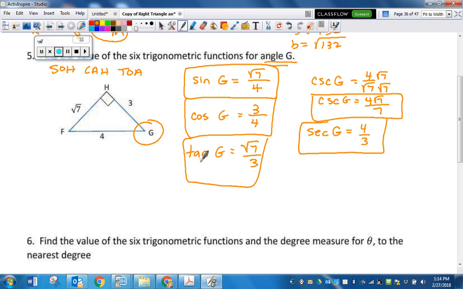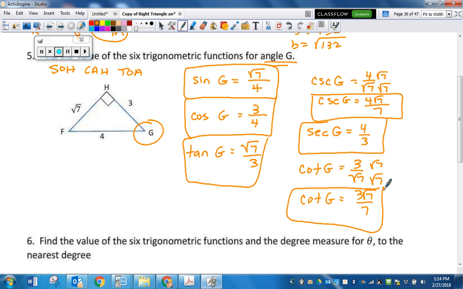All right, and the reciprocal of tangent would be the 6th trig function, cotangent of G. Again, flip it. That would be 3 over radical 7. Can't leave it. Multiply top and bottom by radical 7. Cotan of G then is equal to 3 radical 7 over 7. Final answer. And that's all they were looking for there, the 6 trig functions.